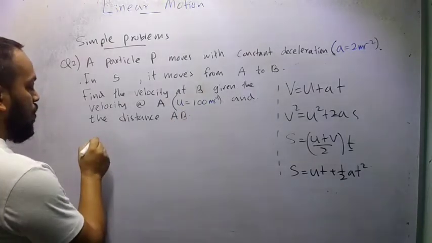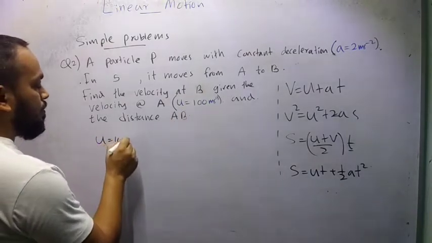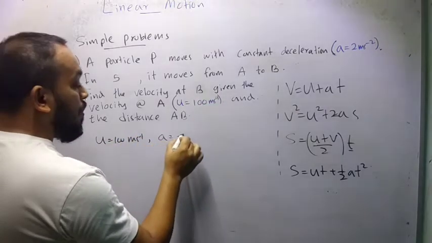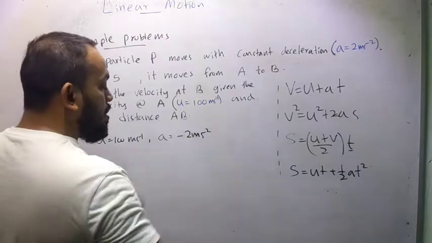Starting velocity we know u equals 100. Then a is now minus 2 meters per second squared.